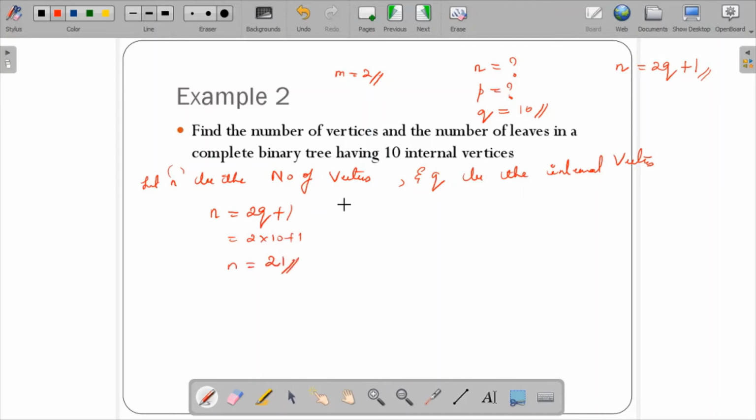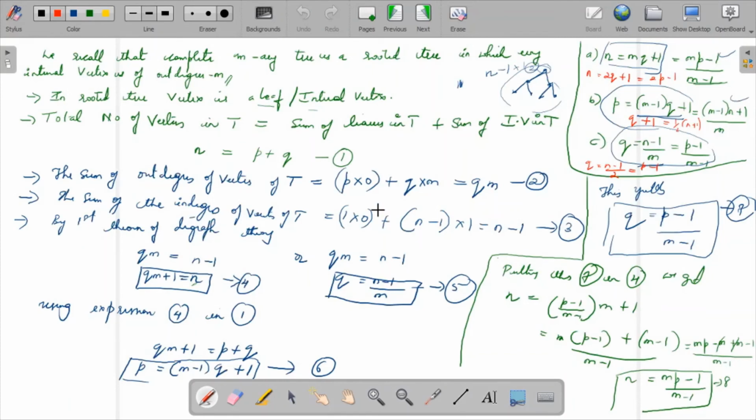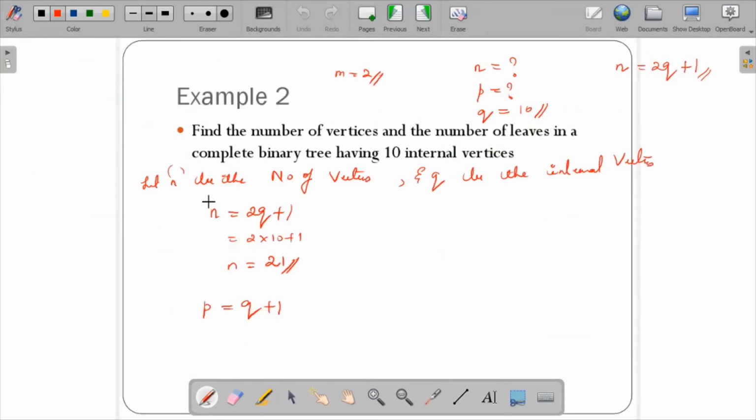Next, to find p, you can use the formula p is equal to q plus 1. This formula is also there, you just need to remember it. If you go back, you can see I used 2q plus 1 for finding the vertices, and p is equal to q plus 1 for the leaves. What is the q value? It is 10, so p is 11. So this is the answer.